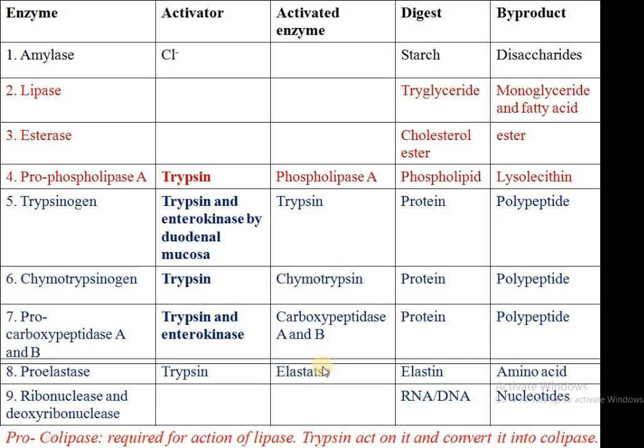So remember these enzymes. The questions generally asked are which of the enzymes are secreted or not secreted by the pancreas, which enzyme helps in activation of so and so enzymes, and what is the function of a particular enzyme. So this is the table you can go through.